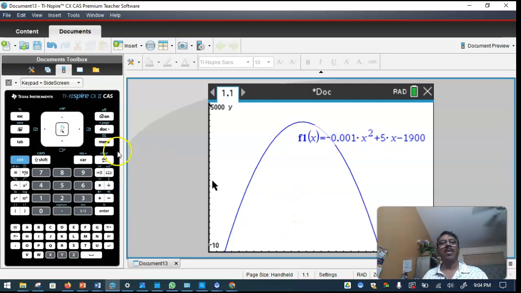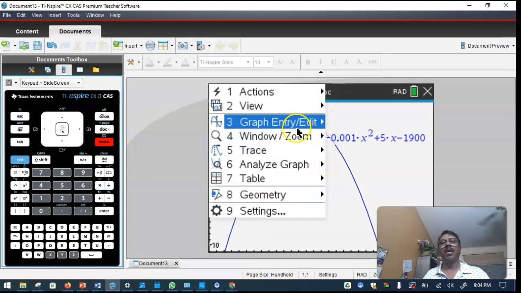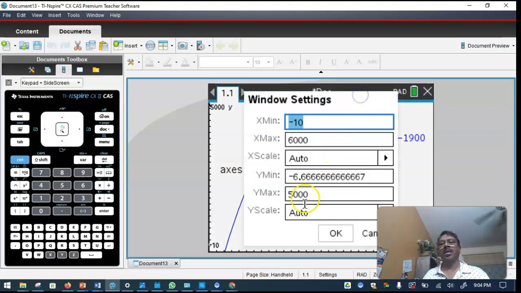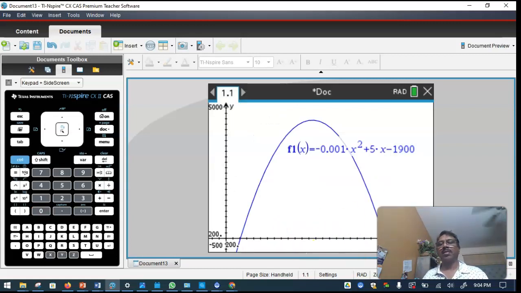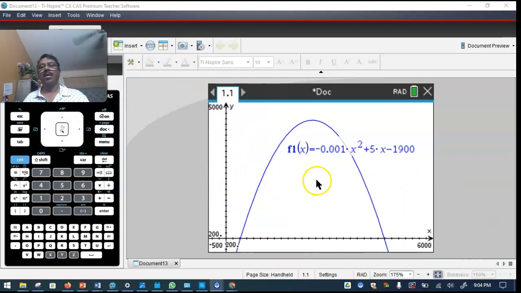If you want to make it better, you can always go to menu and window, and maybe you want to see the bottom part also, or the left side. Maybe I make it 500 here, and this also I make it 500, and then it looks better. See, it's beautiful.